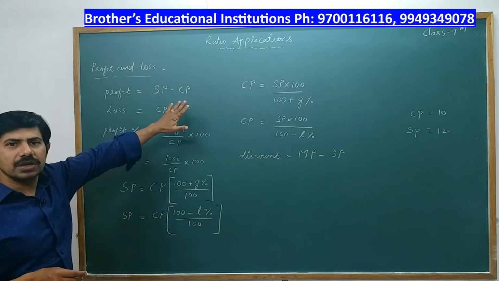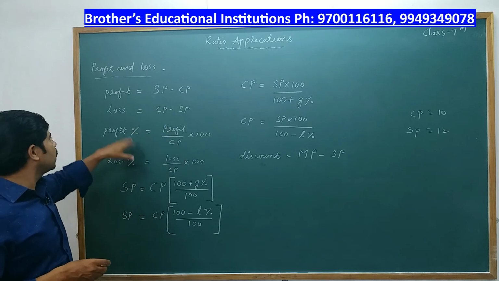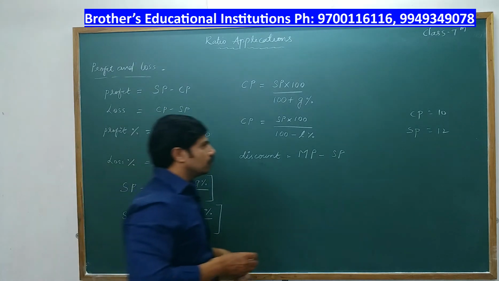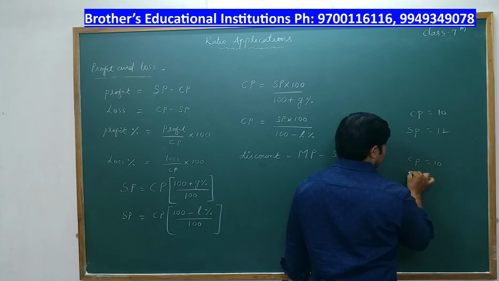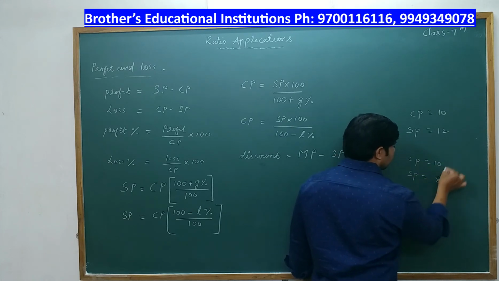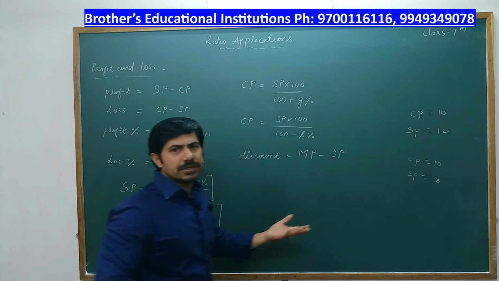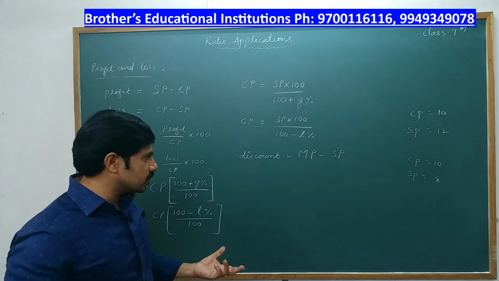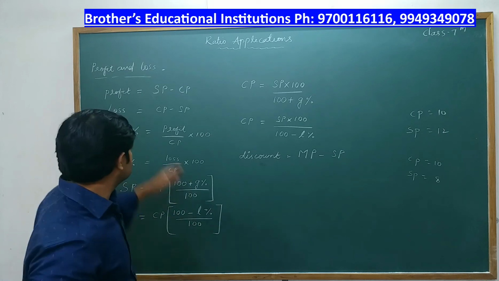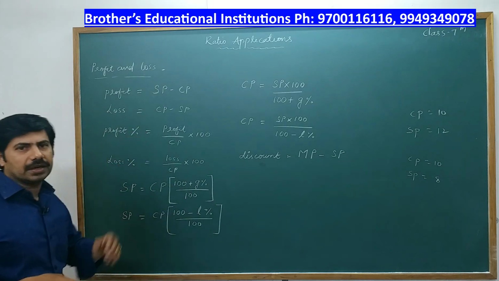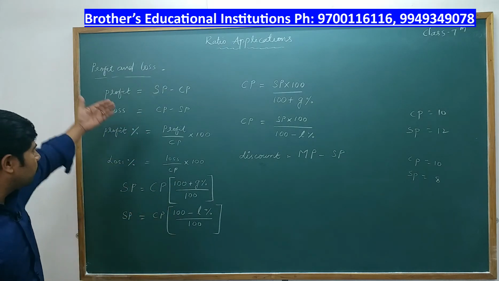Selling price minus cost price. Right? Now, after that, loss. For loss also, suppose the cost price of a pen is 10 rupees and the person sold it for 8 rupees. So clearly the loss is 2 rupees. So what is loss? It is cost price minus selling price. You can remember it like that.